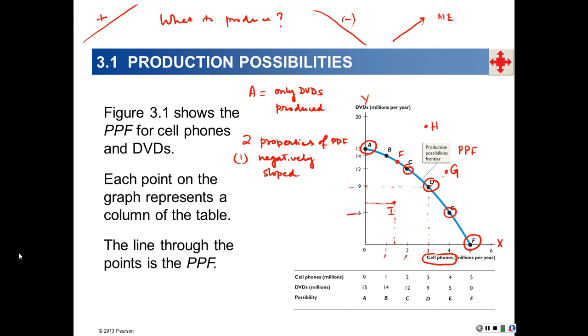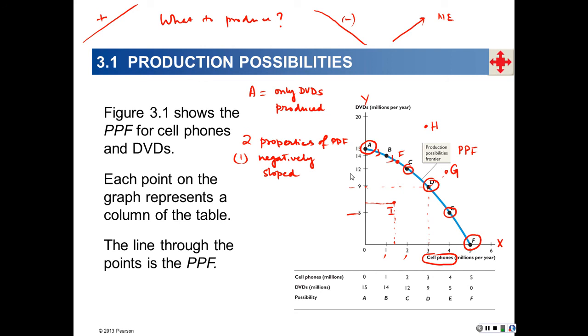Well, the implication is that if a country were to produce more cell phones, it would need to produce less DVDs. Is that correct? That's the implication of a negatively sloped PPF. If you want to produce more of the good measured along the x-axis, you have to reduce production of the good measured along the y-axis. In other words, you have to go from point A, for instance, to point B, and from point B, for instance, to point C. So as you go from point A to B, what's happening?